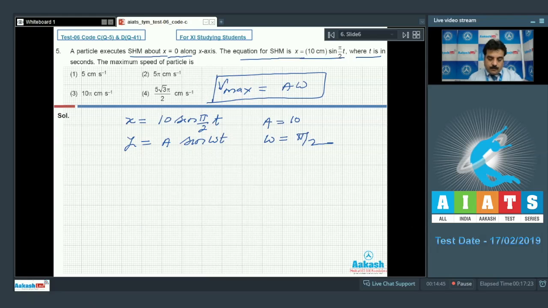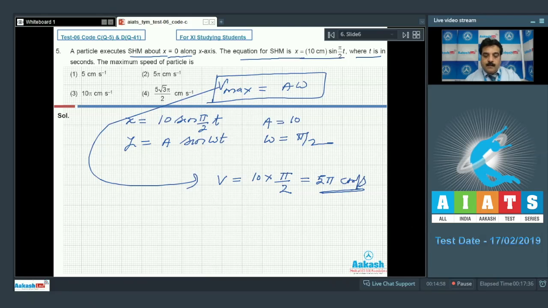So now I am going to use this formula. V is equal to 10 centimeter, omega will be pi by 2. So that will give you 5 pi centimeter per second. So I can say my option number 2 will be the right choice. So we'll move to question number 6.